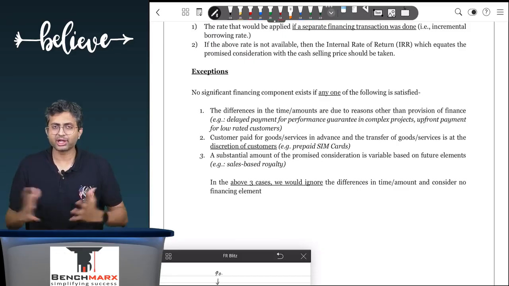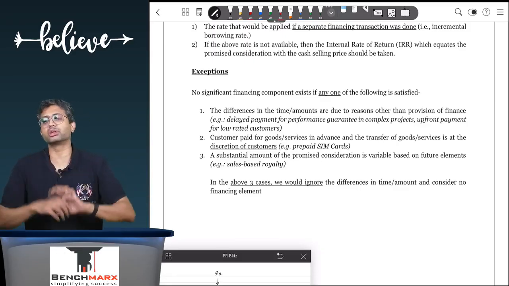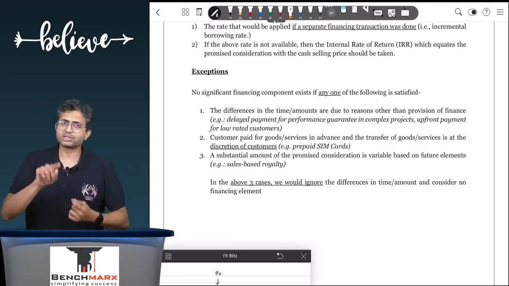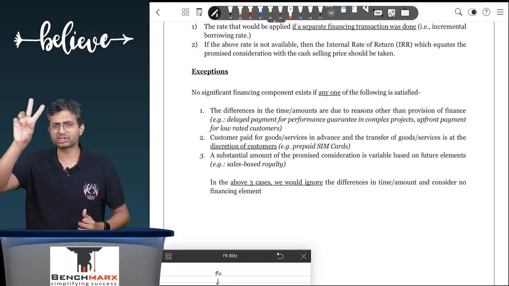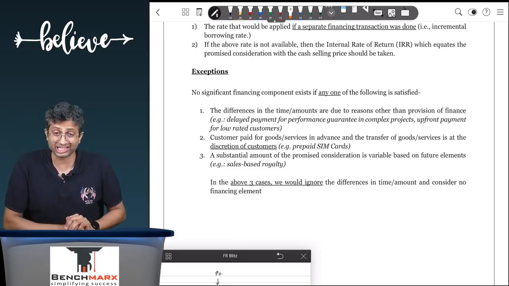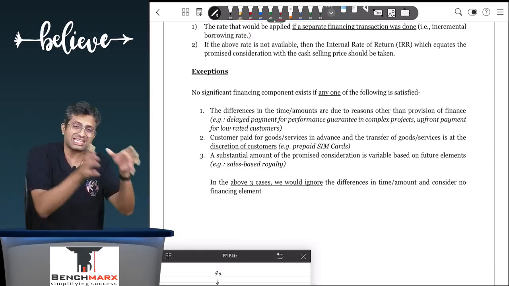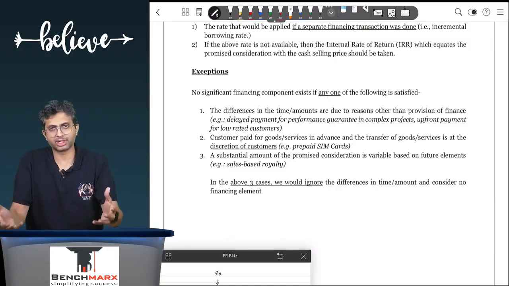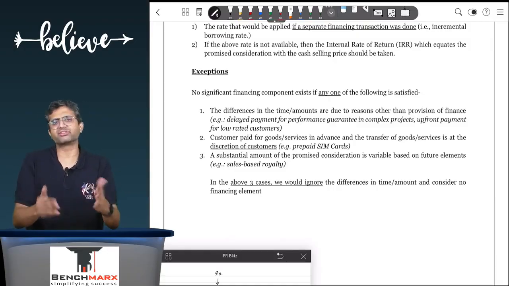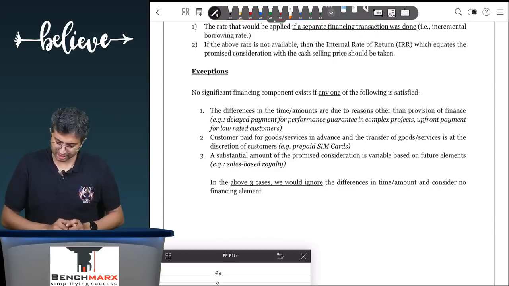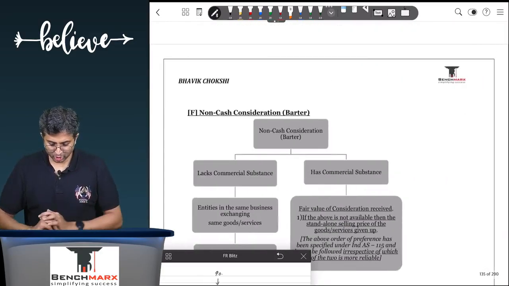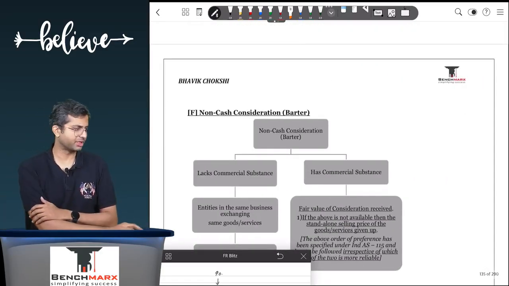Sir, why is this hierarchy important? Because the hierarchy is opposite under Ind AS 116. Under Ind AS 116, the first preference is the lessor's IRR, second preference is the lessee's incremental borrowing rate. Here, the first preference is your incremental rate. And if that is not available, then the second preference is the IRR. So you have to keep that in mind. Okay, so this is about your significant financing component.